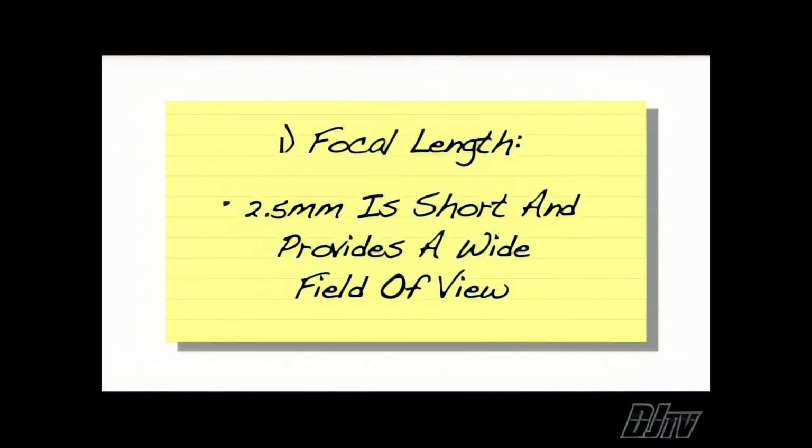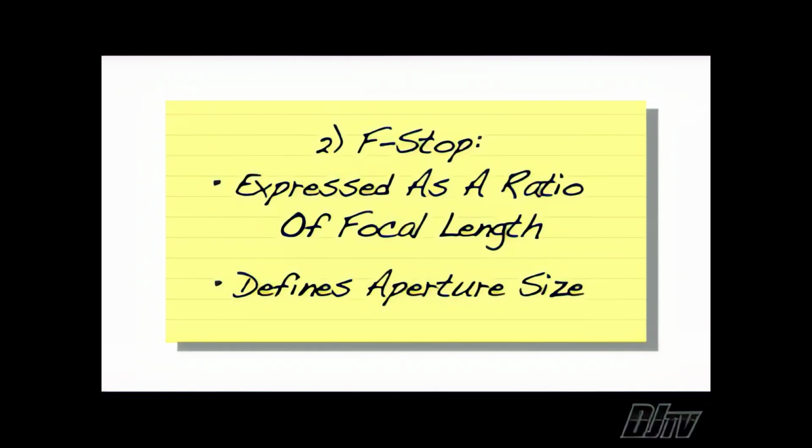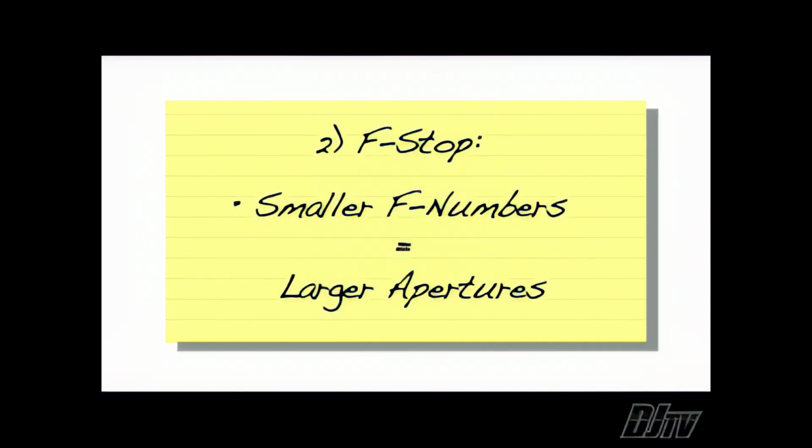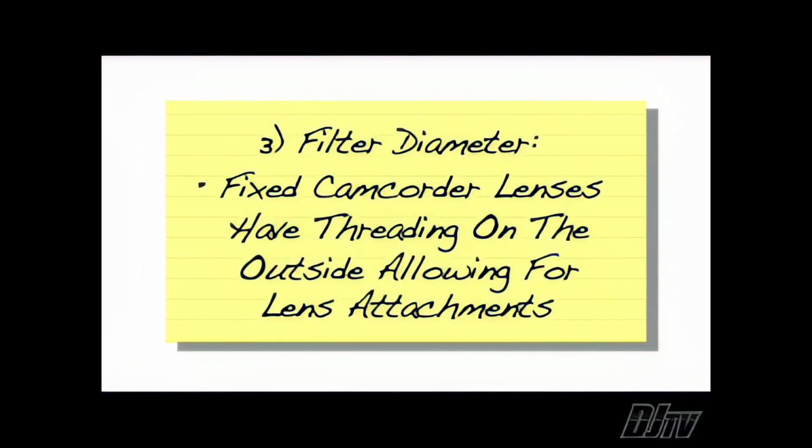So let's review what we can tell about a lens based on manufacturer reported numbers. First, we have the focal length range. A 2.5mm focal length is considered short and provides a wide field of view. Second, we have the f-stop, which is expressed as a ratio of the focal length and defines the size of the aperture. It is a ratio, so smaller f numbers mean larger apertures. Finally, we have the filter diameter, which is especially important if your camcorder has a fixed lens, since the threads on the barrel will let you add 2x teleextenders or wide-angle adapters.